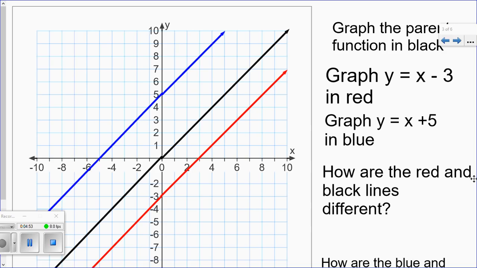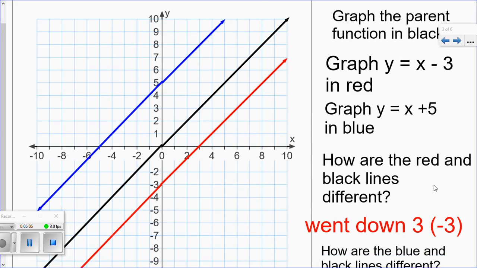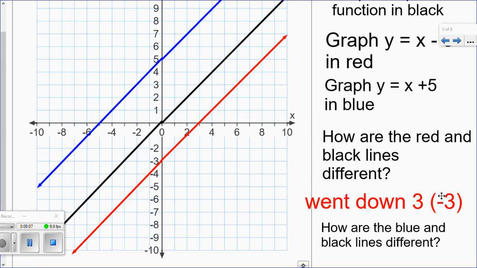Okay. How are the red and black lines different? Well, if I started at the black line, I actually moved down. All the points got moved down 3 units. So it went down 3 or -3. And the negative is telling us it went down. So you can either write -3, or you can write out the word, what that negative means, which is down.